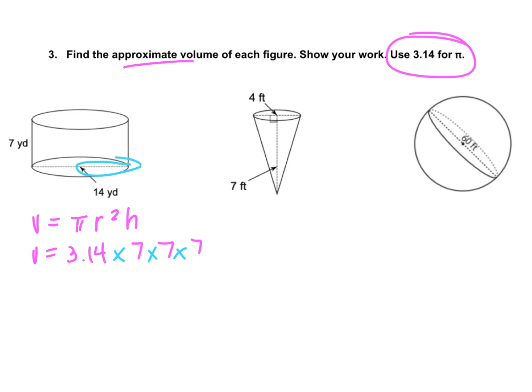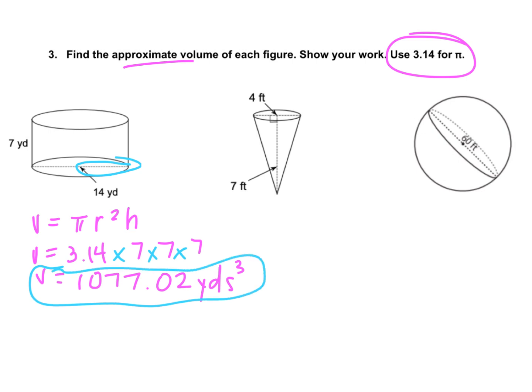Now go ahead and pick up your calculator and let's calculate all of that. 7 times 7 times 7 times 3.14, all of that, I get 1,077.02. And remember that's yards cubed, or cubic yards. Make sure you show all of that work.